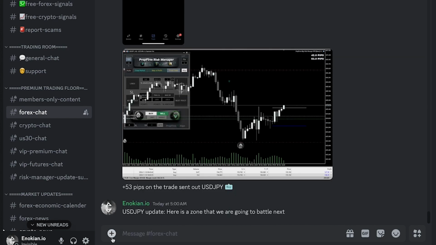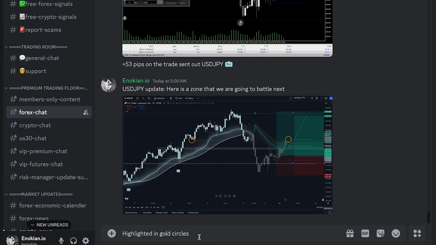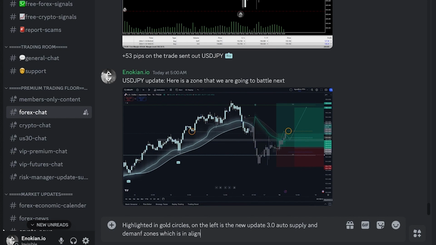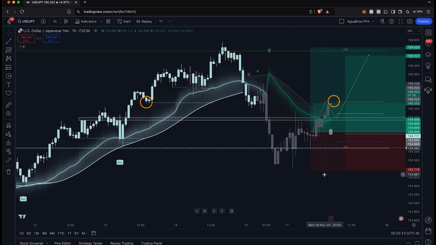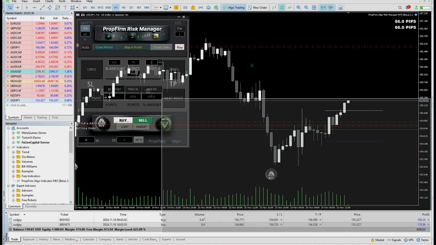trading USDJPY. These highlighted gold circles that I'm showing on the left are part of the new 3.0 auto supply and demand zones, which is currently in alignment with the institutional entry line, which is dotted in gold. So it may turn around here and it may act as resistance. So I'm gonna screenshot this.